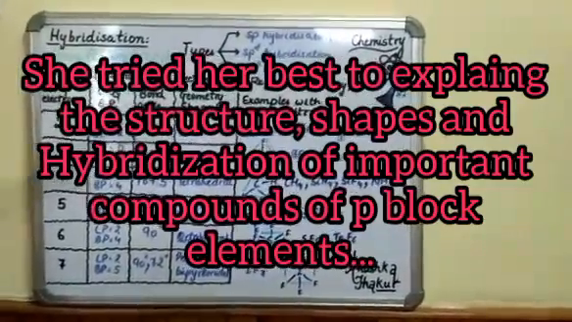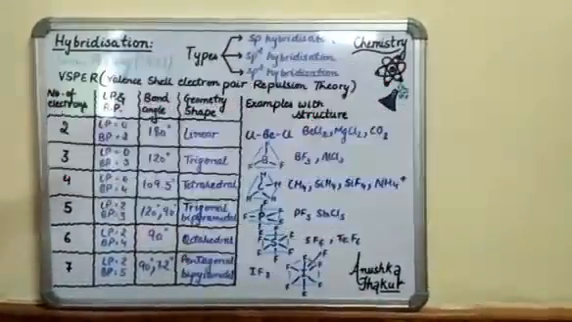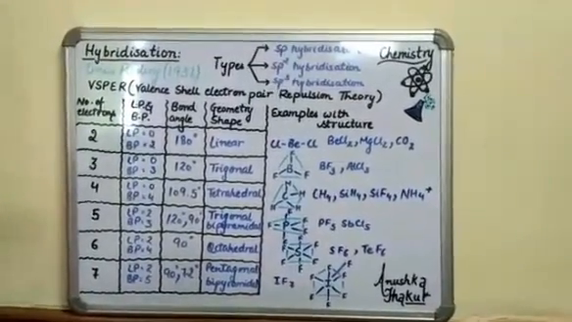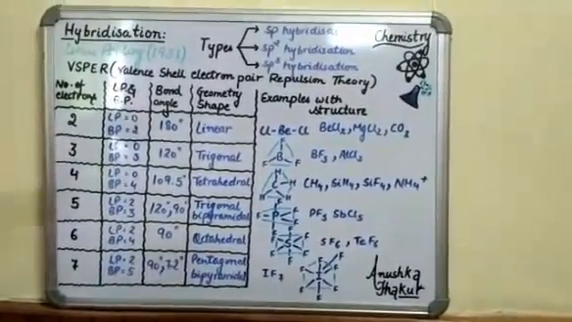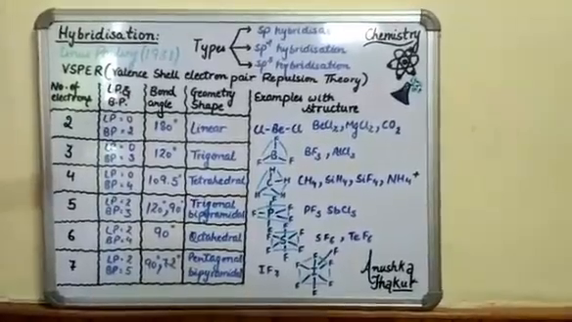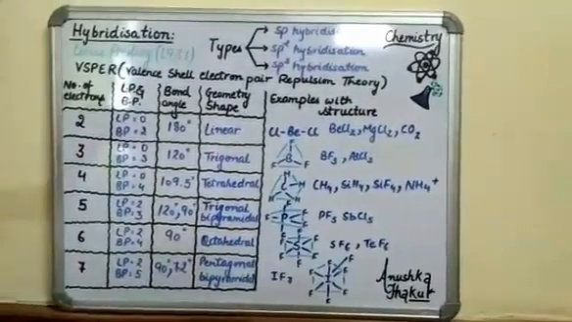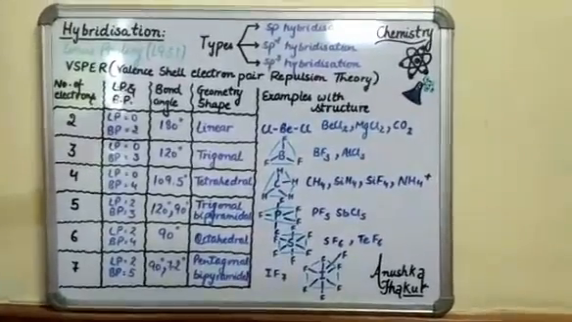Good morning everyone. My name is Anushka Thakur from class 12th. As you know, today's topic is hybridization. Hybridization means intermixing of atomic orbitals of the same shell or nearly the same energy, to give new orbitals of exactly the same energy.